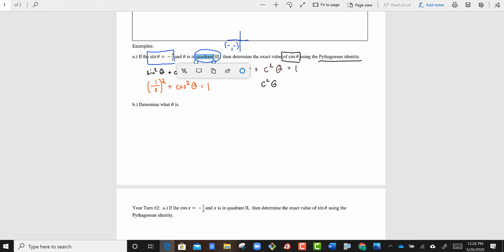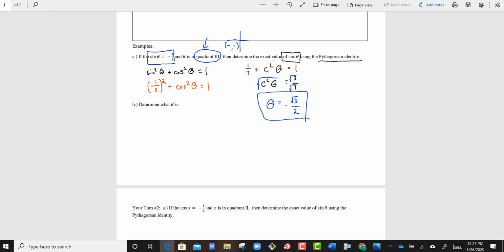So subtract 1/4 from both sides, and we get 3/4. And then finally take the square root of both sides. We know from an earlier unit this year that when you take the square root of both sides, you get a positive and negative answer. So we get plus or minus radical 3/2. But since we're talking about quadrant 3, where x is negative, we only want the negative answer here. So I'm going to erase the positive. And there's my answer.